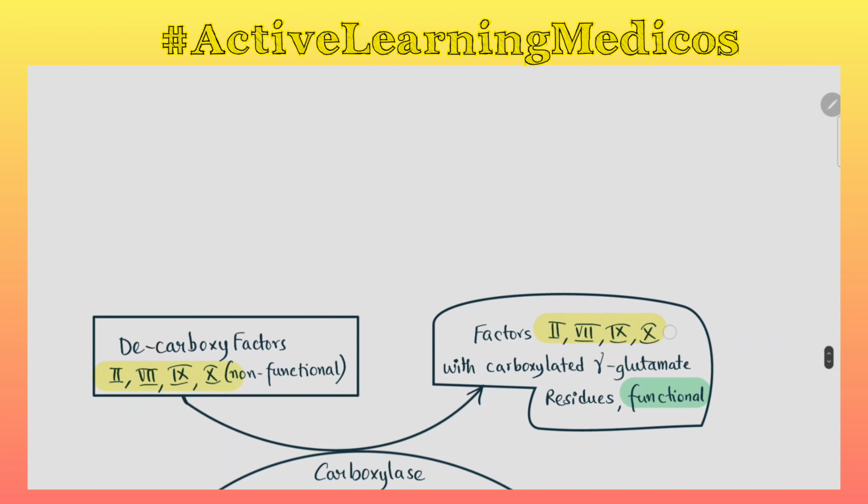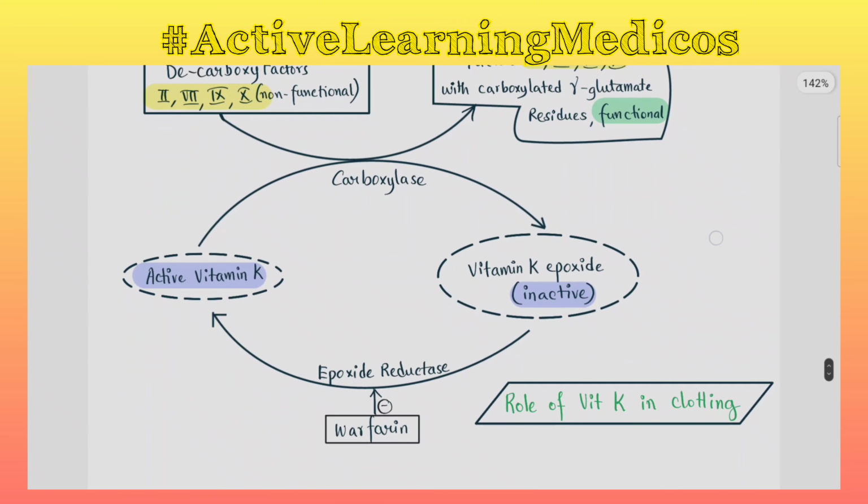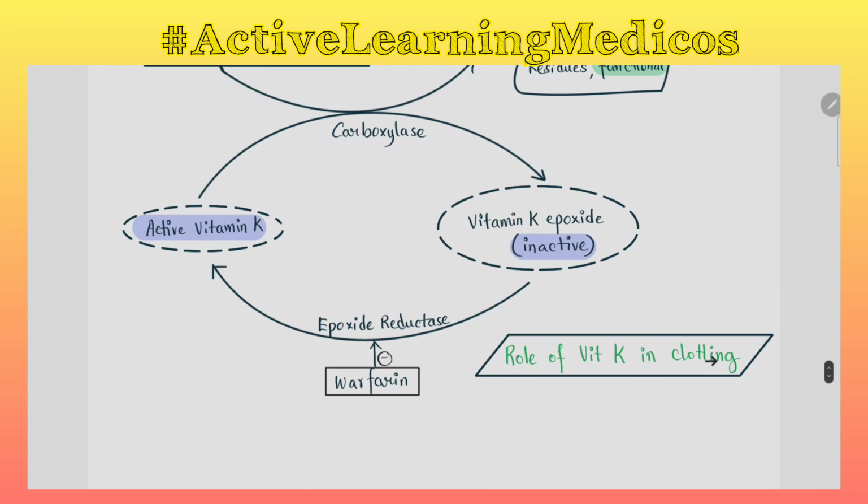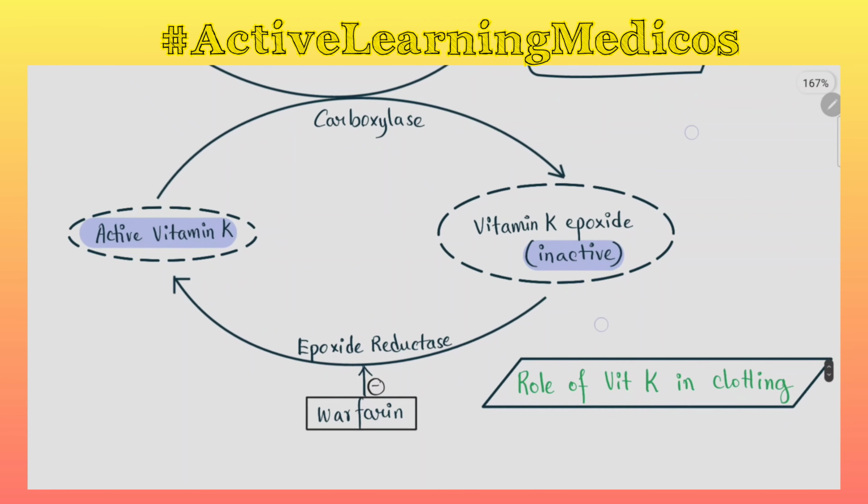Okay, so let's come to this very important flow chart, the role of vitamin K in clotting. So let's start with vitamin K epoxide. This compound is the inactive form of vitamin K. Now this is converted to the active vitamin K by epoxide reductase enzyme. Now as a side point, remember that warfarin inhibits this epoxide reductase. Nevertheless, this active vitamin K again is converted into vitamin K epoxide by the enzyme carboxylase.